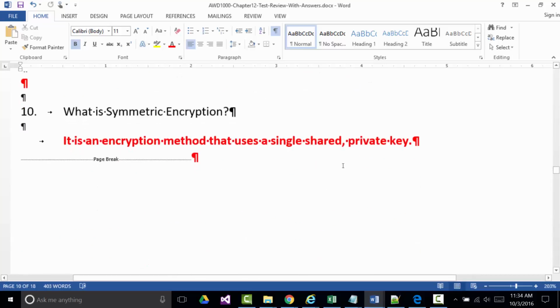Number 10, what is symmetric encryption? It is an encryption method that uses a single shared private key. All right? Single shared private key encryption method.